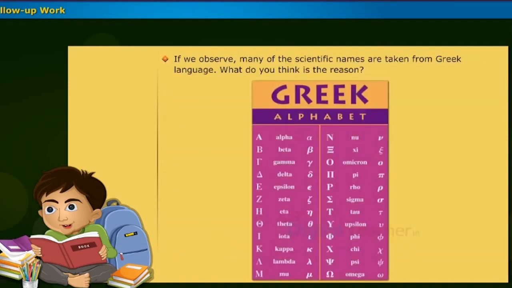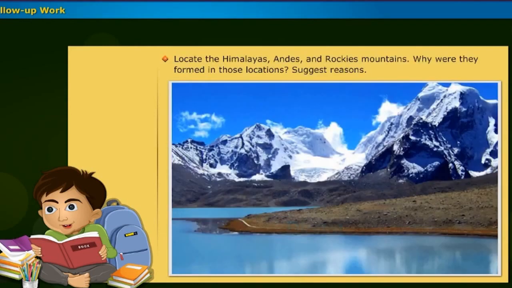If we observe, many of the scientific names are taken from the Greek language. What do you think is the reason? Locate the Himalayas, Andes, and Rockies mountains. Why were they formed in those locations? Suggest reasons.